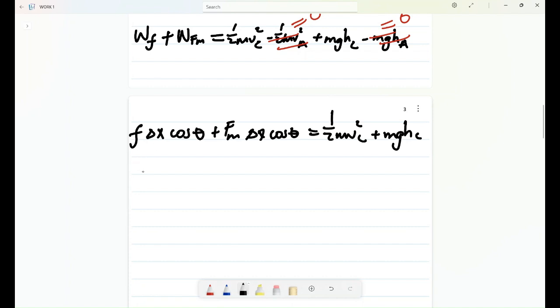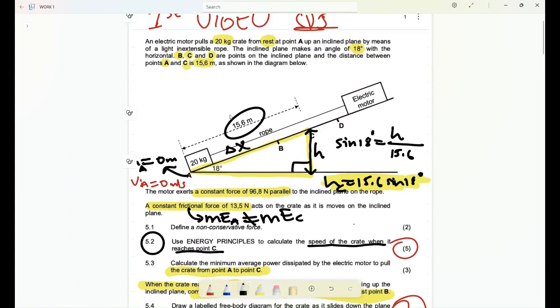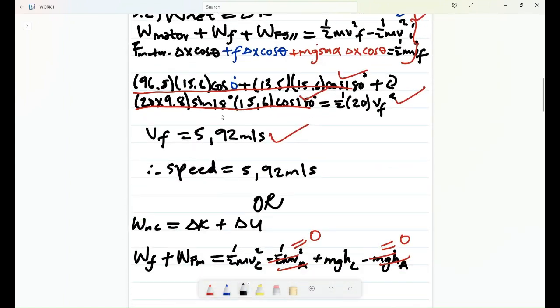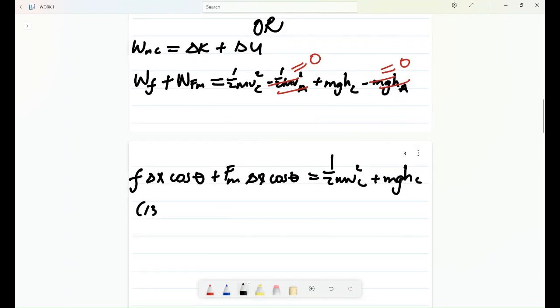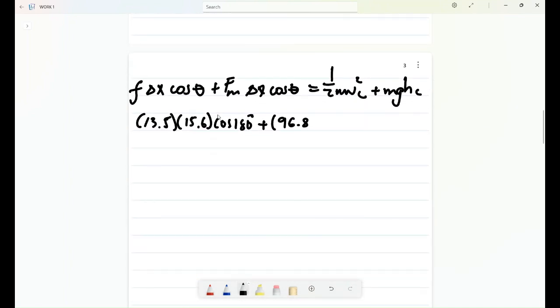Now let me try to substitute. What was my frictional force? I can remember very well. My frictional force was 13.5. Changing X was 15.6, cos of 180. Plus, force of the motor was 96.8. Just confirm, 96.8. Then my change in X was 15.6 also, but now it is cosine of 0 degrees. It is equal to what? I'm going to continue underneath here. Substitute this side.